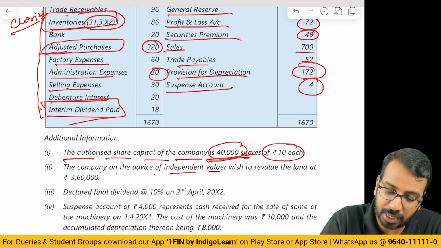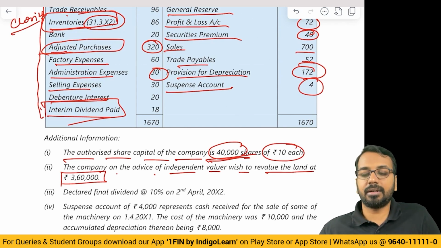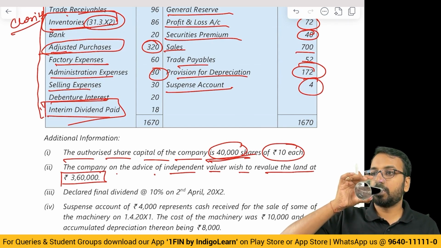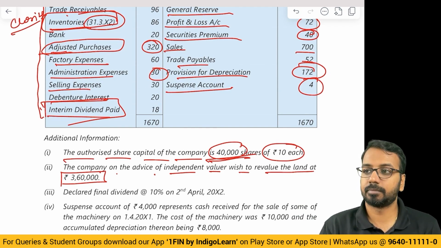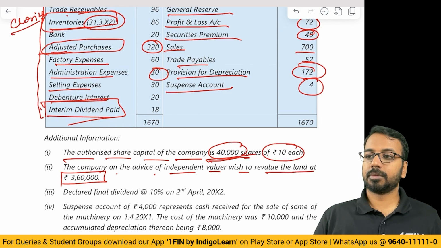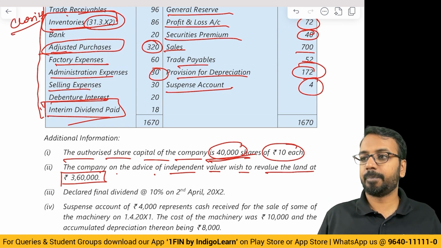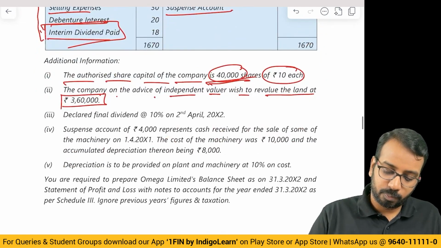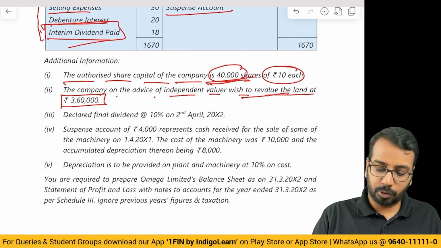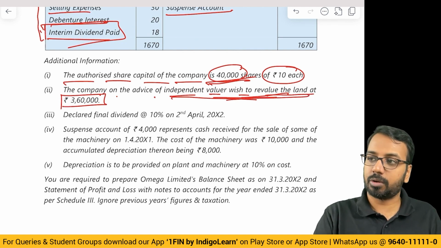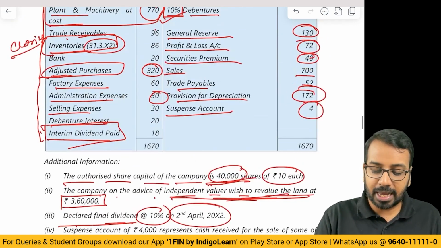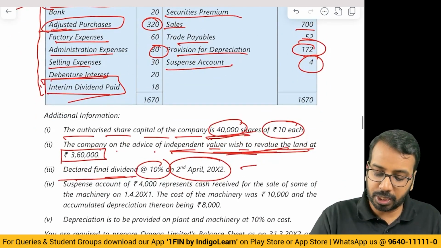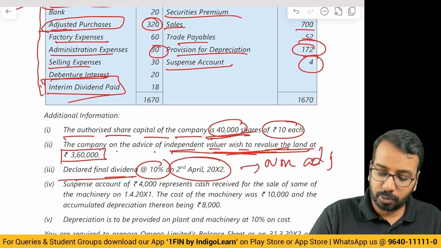Company on the advice of independent valuer wishes to revalue the land at 360. Can we revalue the land? Yes or no? There is no provision that we cannot revalue land, right? Okay, so revaluation of land is allowed. For the entire land, you can revalue. Declare final dividend of 10% on 2nd of April of year 2. This declaration has happened subsequent to the closure of the financial statement. So this is a non-adjusting item. You will only do the disclosure.